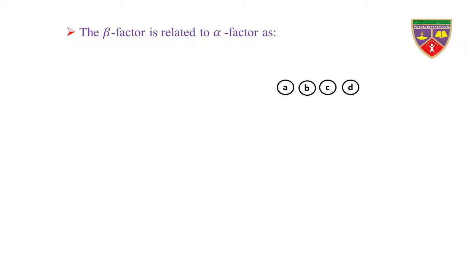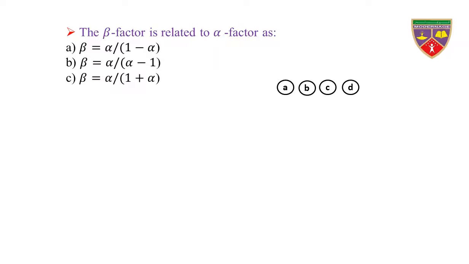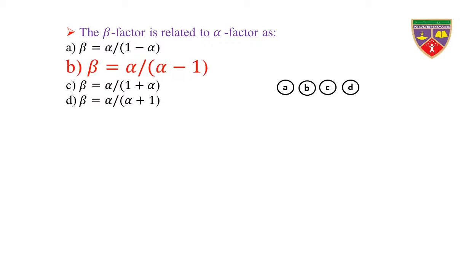The beta factor is related to alpha factor as option A, beta is equal to alpha divided by 1 minus alpha. Option B, beta is equal to alpha divided by alpha minus 1. Option C, beta is equal to alpha divided by 1 plus alpha. Option D, beta is equal to alpha divided by alpha plus 1. The key is beta is equal to alpha divided by alpha minus 1. Therefore, the correct option is B.